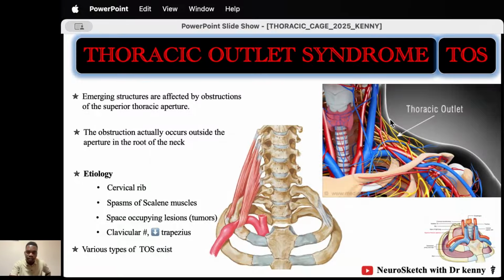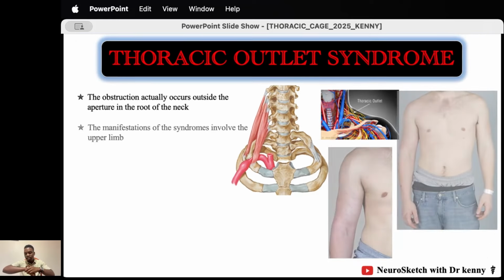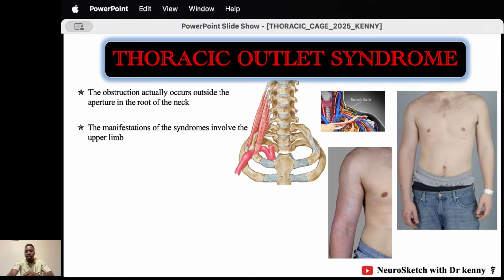But because you see these structures are coming from the root of the neck, and almost all of them are going to the upper limb. So the clinical manifestation of the thoracic outlet syndrome will be on the upper limb. It will include pain, swelling, and the loss of function. As you can see, this arm is almost adducted, but it's swollen, and it's probably painful.